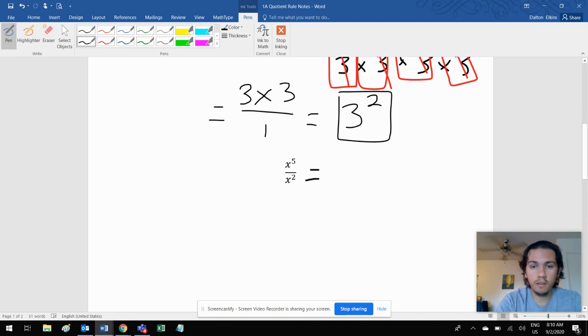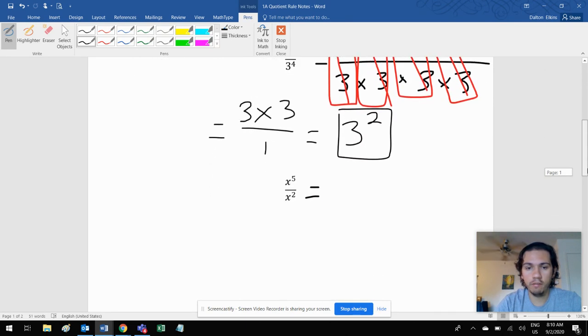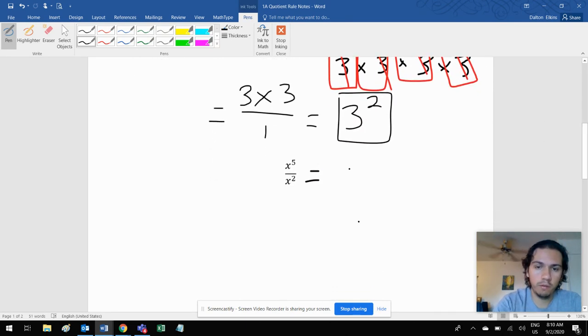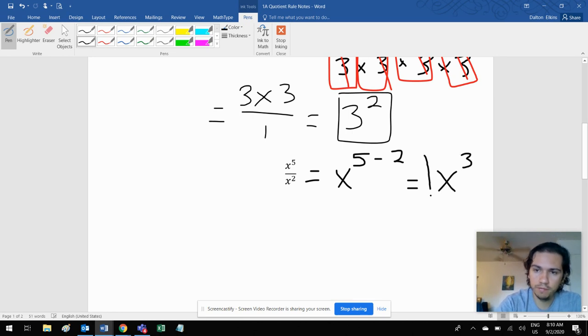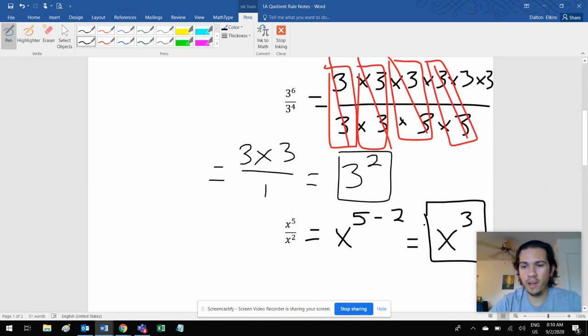So another way to go about this one, and you could do it in the exact same way that I did it up here. You could write it out and then cross things off. But some of you will probably have noticed that the relationship is that you subtract this time. So 5 minus 2 gets you x to the power 3. And that's way easier, right? That is so much quicker. The goal is to teach you the hard way and then show you a nice little shortcut. So 6 minus 4 is 2, and that's why we get the 2 there. 5 minus 2 is 3 here.